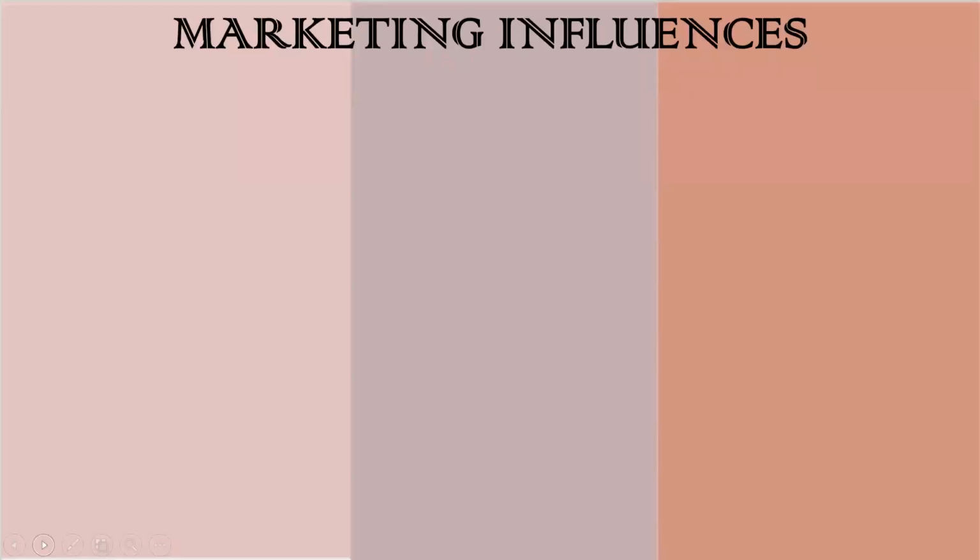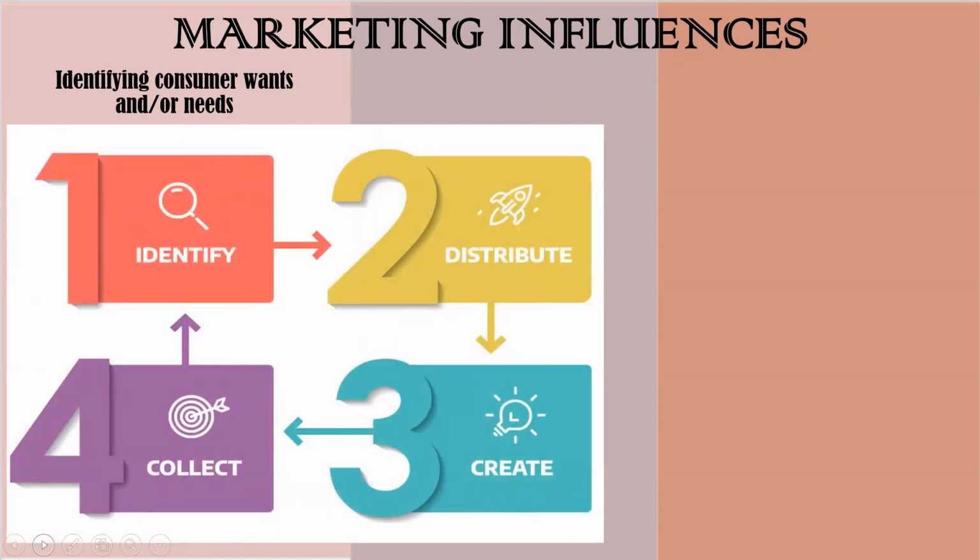So there are 3 influences actually in competitiveness. First is the marketing influence: identify consumer wants and needs. We will discuss this here. So once you identify what consumers want and need through research, what will you do? I'm asking you, what will you do? You distribute this in the organization, and then you create it.